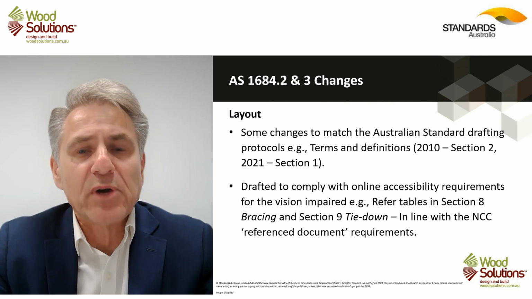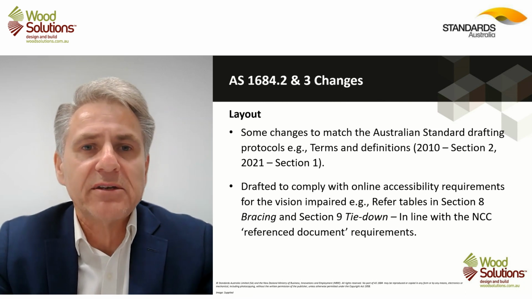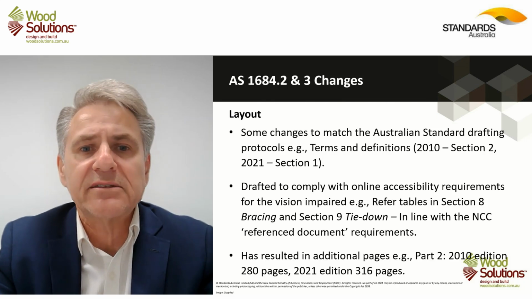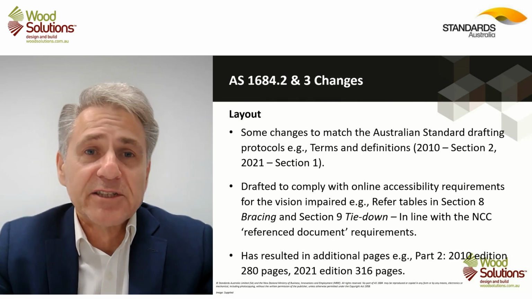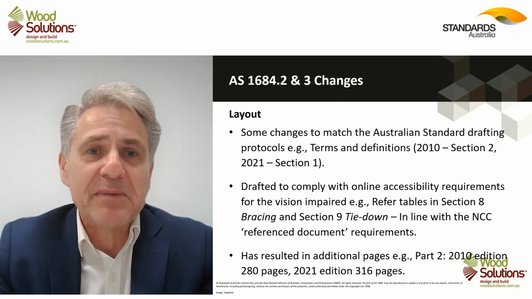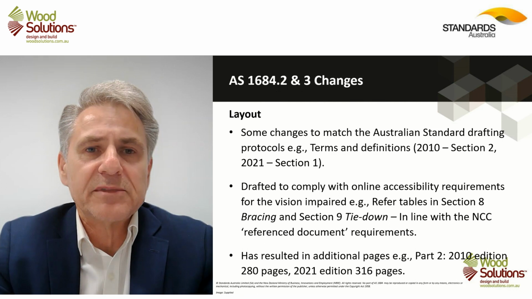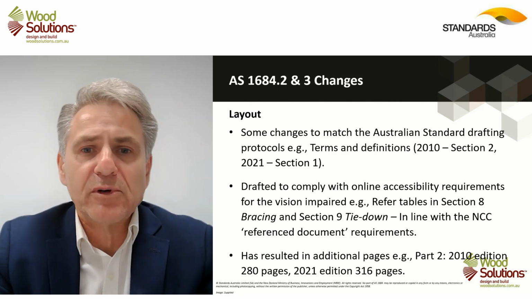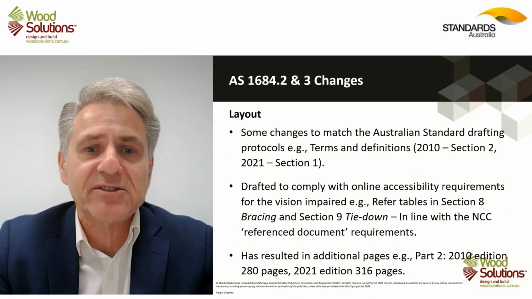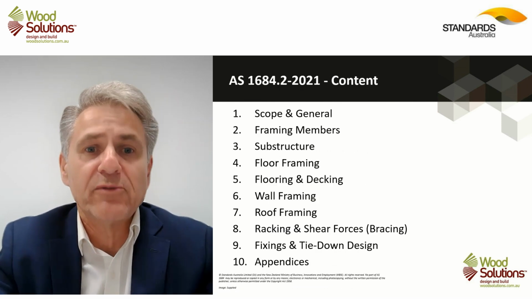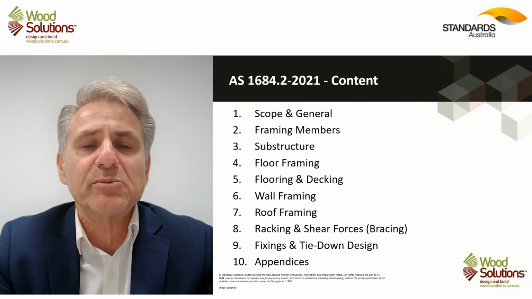So in effect, the bracing section, Section 8, has been edited, as well as the tie-down section, and I'll take you through some of that detail as well. So basically, the result of making the document a bit more user-friendly is that the Part 2 version has gone from 280 pages to 316. So that's basically more about providing more user accessibility.